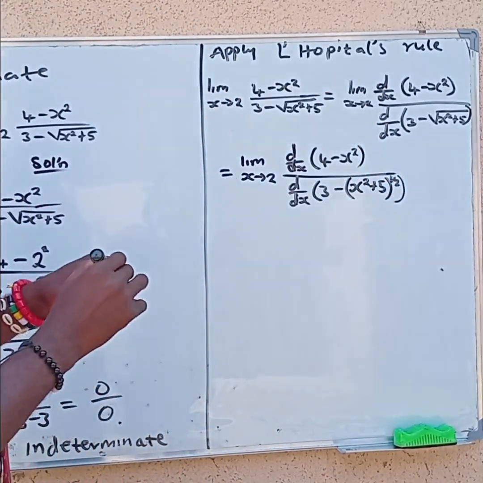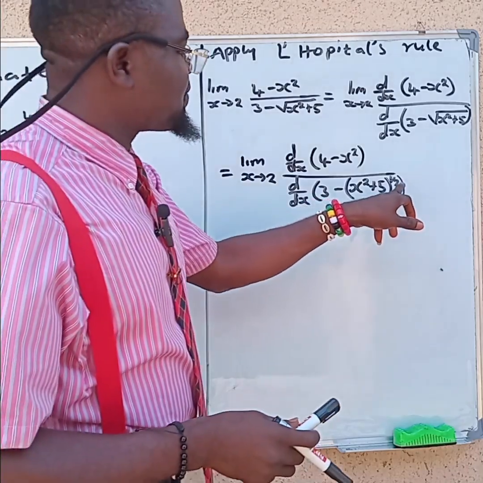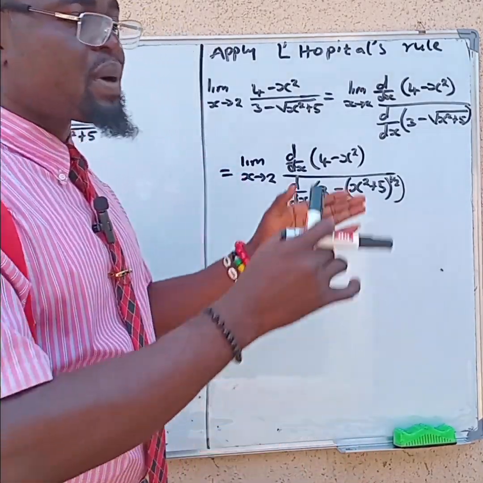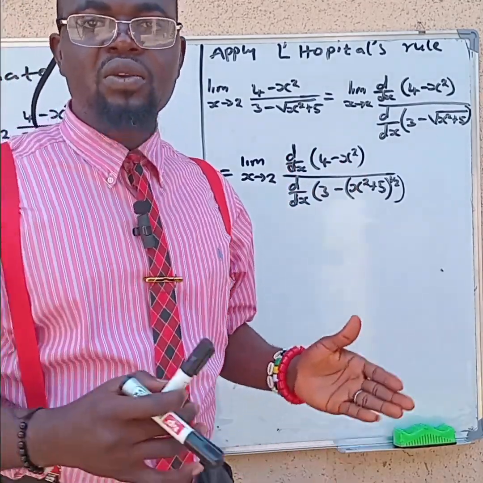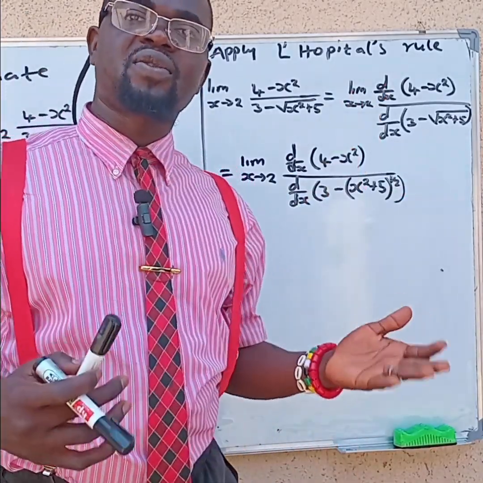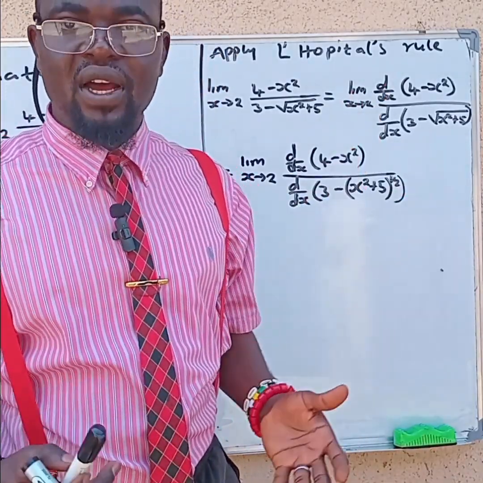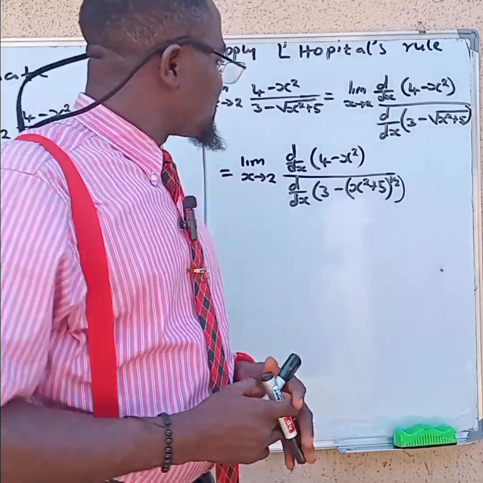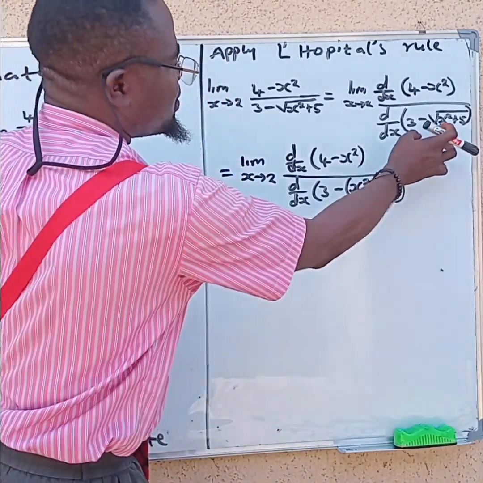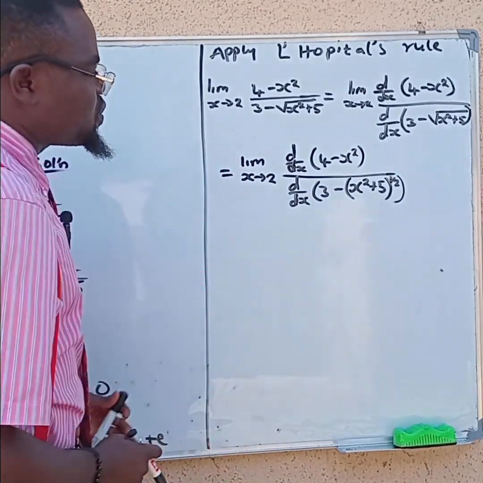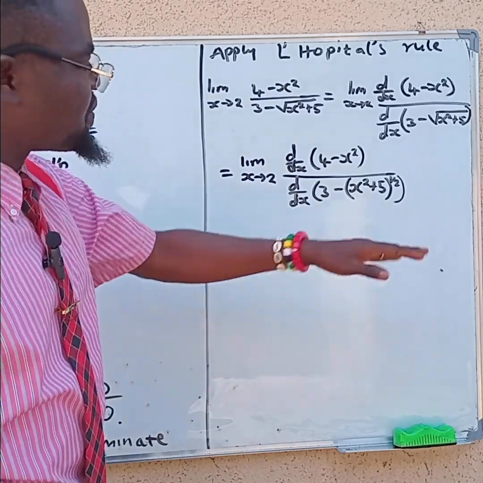So if you look at this very well, I told us during the indices that when you have power 1 over 2 it is square root. When you have power 1 over 3 it is cube root. When you have power 1 over 4 it is fourth root. If you have power 1 over n it is nth root. So this is 1 over 2, it covers this square root. So if you have it in this way, then let's now differentiate.